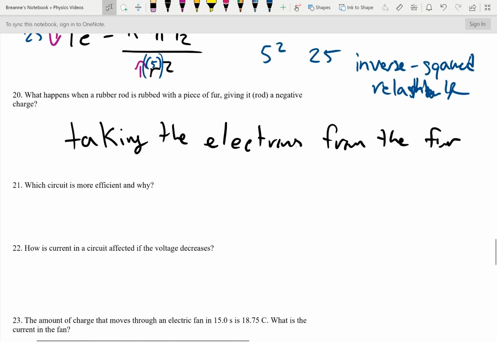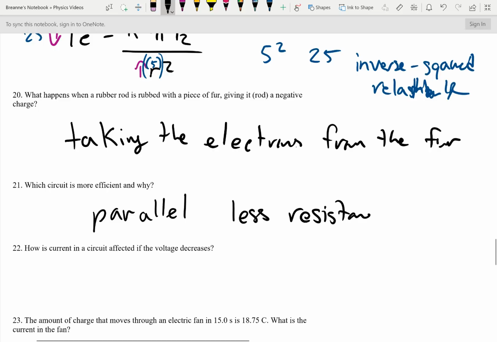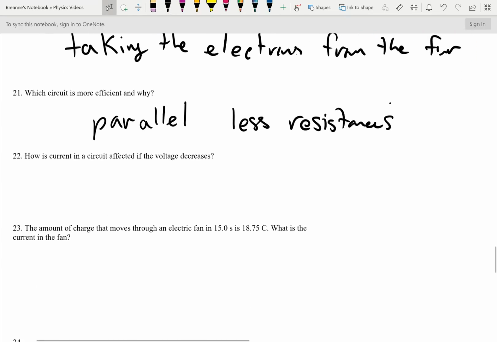So which circuit is more efficient and why? More efficient is the parallel. And it's because it has less resistance overall. Less resistance.